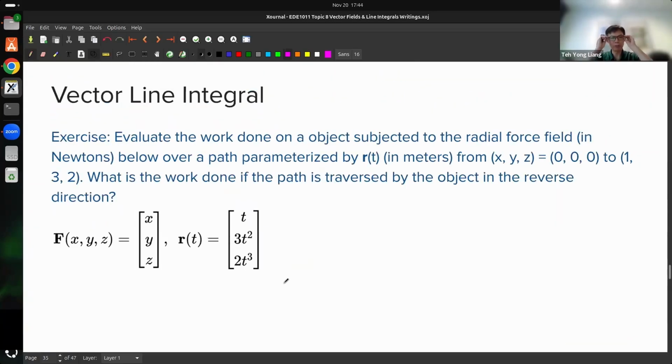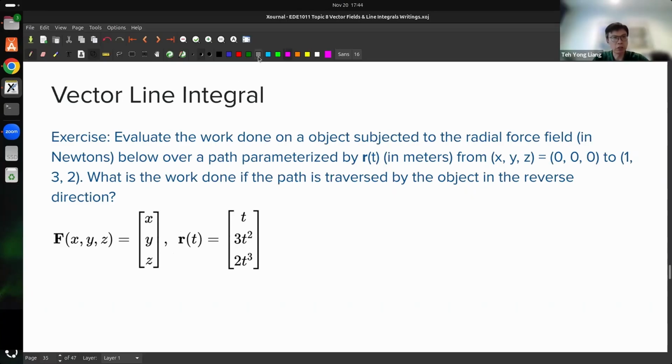Then I will also do another exercise, for a path that is in 3 dimensions, that means in 3D space. You can see the vector here, it's a radial vector field, x, y, z, as we have discussed just now. So what is this path? The x goes with t, so you can let x be t. So they parameterize the path for you already. Then y is 3t squared, then z is 2t cubed.